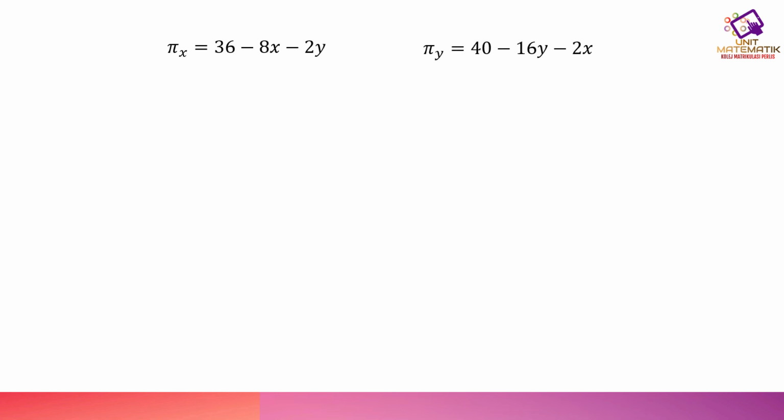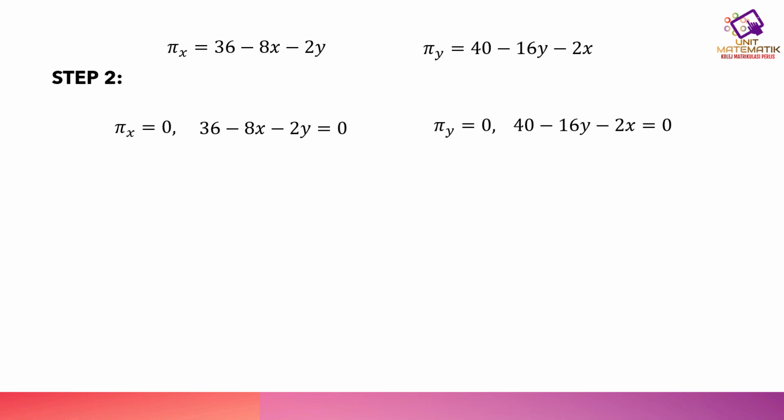So now let's proceed to the second step. We want to find the values of x and y. So we equate both derivatives to 0. We will get two equations, then we can solve for the values. For the first equation, 8x plus 2y equals 36. We can simplify by dividing by 2, so 4x plus y equals 18, so y equals 18 minus 4x. First equation.